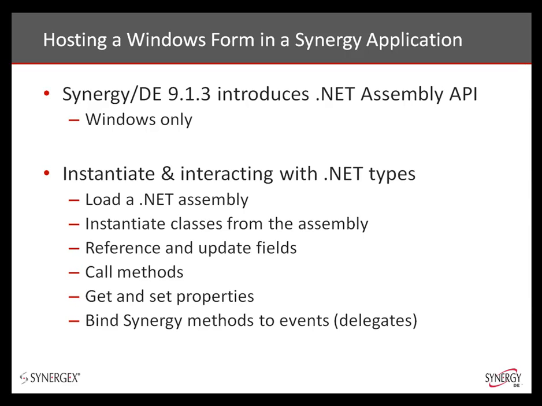Essentially, this API allows you to instantiate and interact with .NET types from within a traditional Synergy application on the Windows platform. The API allows you from within your Synergy application to load a .NET assembly, instantiate classes from within that assembly, reference and update fields that may exist within those classes, call methods that may exist within those classes, get and set properties, and even bind Synergy methods to events that may be raised within the .NET classes.